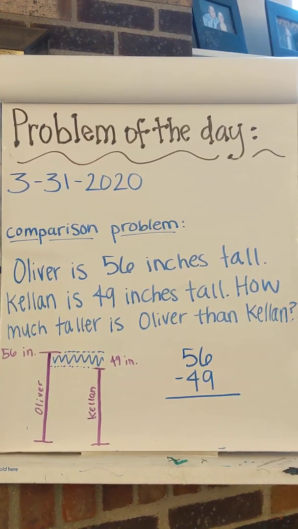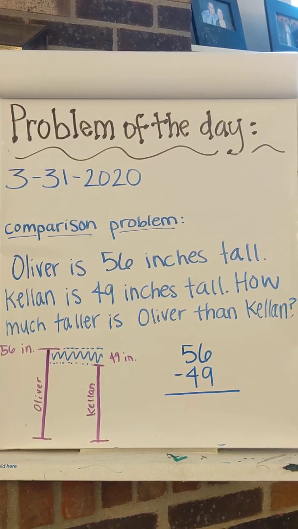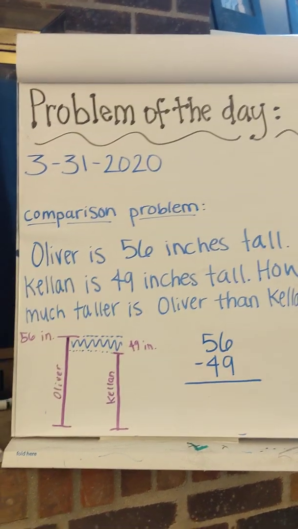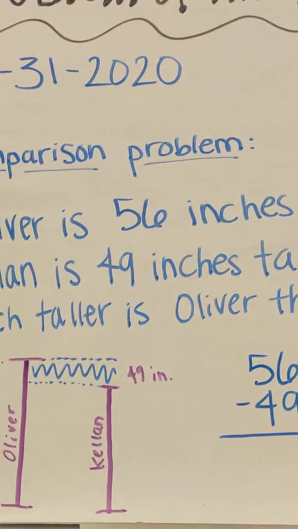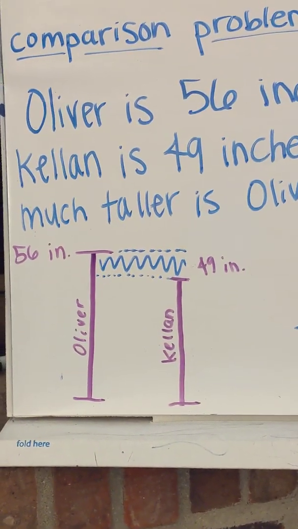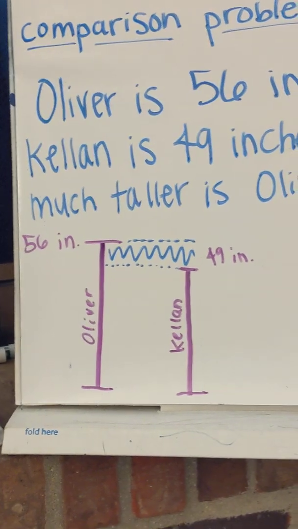Okay, so here's the problem once again. Oliver's 56 inches tall and Kellen is 49 inches tall. How much taller is Oliver than Kellen? Well, you can see I drew a little diagram that shows Oliver being 56 inches tall and Kellen being 49 inches tall.